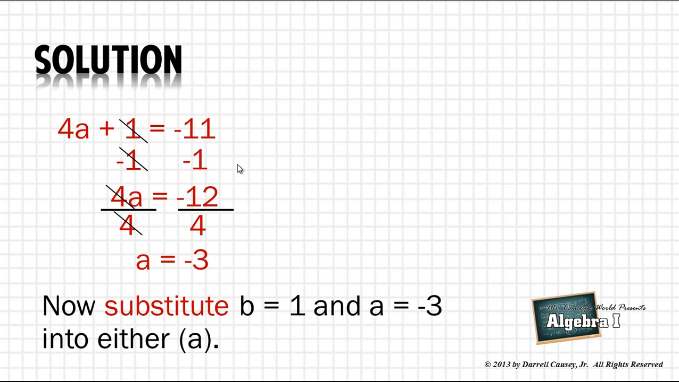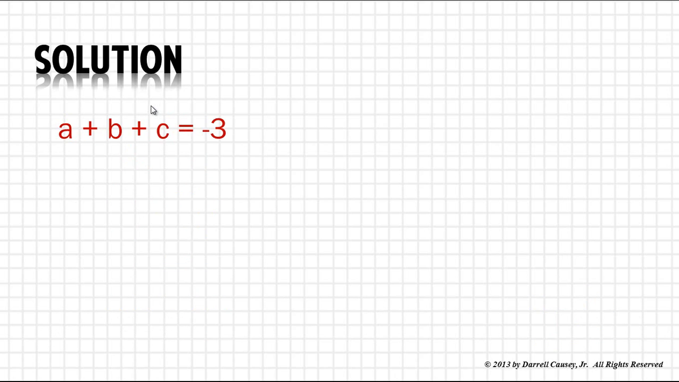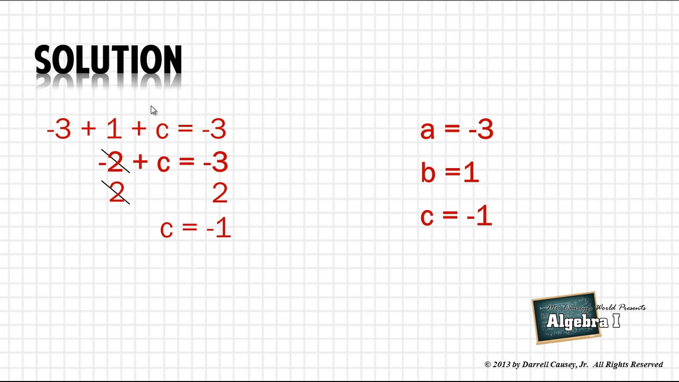Now substitute B equals 1 and A equals negative 3 into either A or just use A. Just use A. It's the easier of the equations. So, substitute negative 3 for A, 1 for B, and now let's solve for C. Negative 3 plus 1 is negative 2. And then add 2 to both sides, and C equals negative 1. All right, and there's our problem. A equals negative 3, B equals 1, and C equals negative 1.